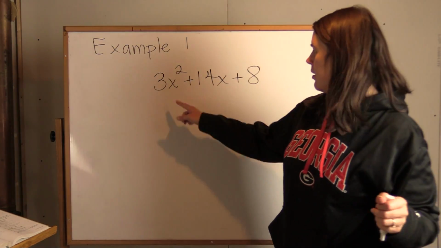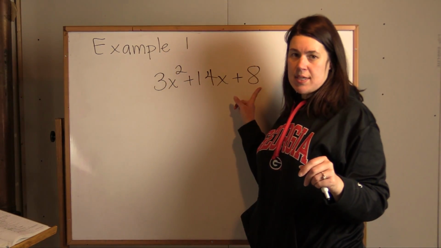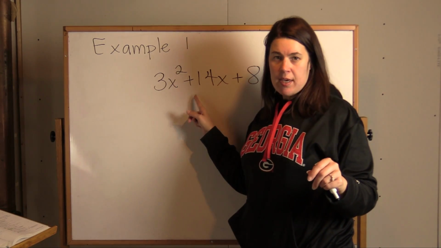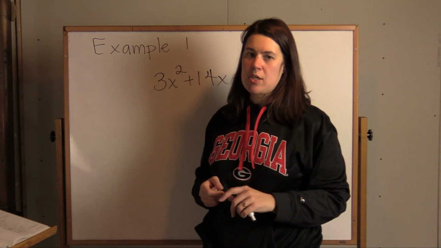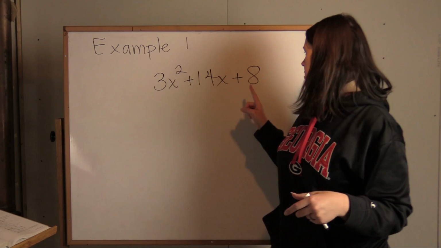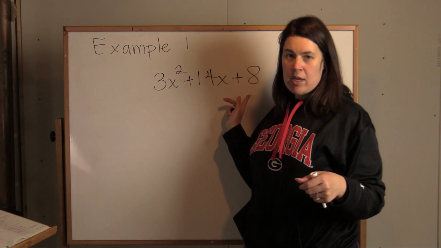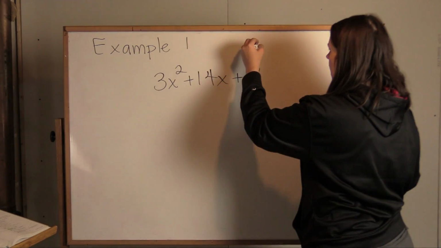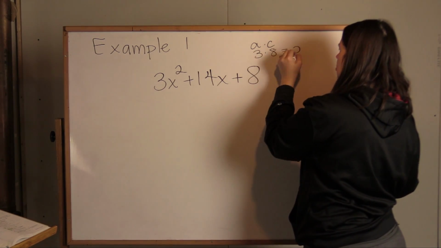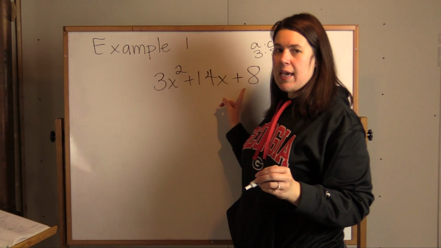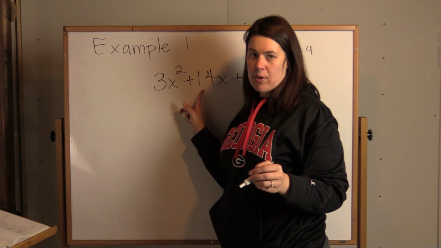Okay, so when this coefficient was 1, what we were trying to do is find factors of c that would add up to b. But because of this coefficient being larger than 1, our strategy has to change. So rather than looking for factors of 8 that make 14, you're going to do a times c. So 3 times 8. So in this case, 3 times 8 equals 24. So we're not taking factors of 8, we're actually taking factors of 24 that add up to 14.